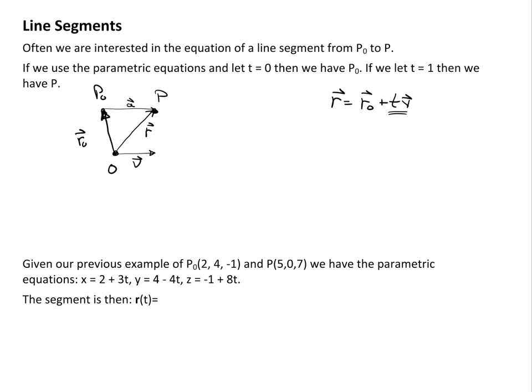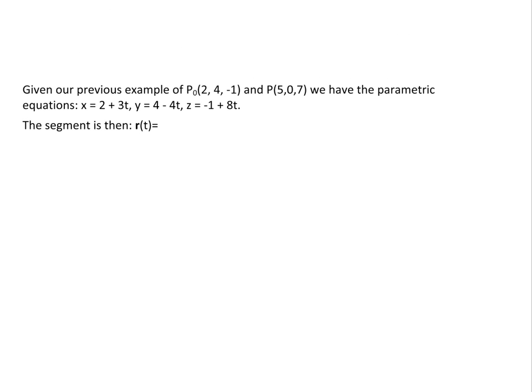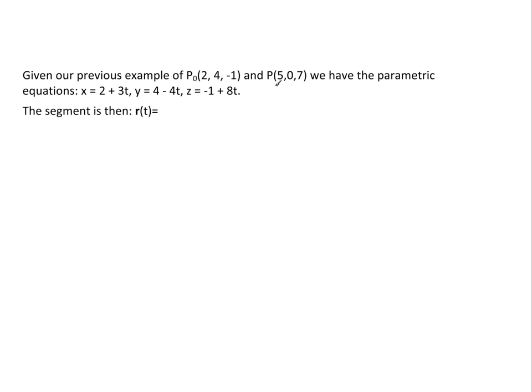Now, if we take a look at our previous example, we had these coordinates. The initial point was (2, 4, -1), and we had this other point, (5, 0, 7). We have the parametric equations x equals 2 plus 3t, y equals 4 minus 4t, z equals -1 plus 8t. So I want to think in terms of the line segment. I'm going to use this vector r again. r of t is going to equal, in component form, (2 plus 3t, 4 minus 4t, -1 plus 8t). But I'm going to restrict the domain of t to be from 0 to 1. When I restrict the domain of t, that's what gives me a line segment and not the entire line.